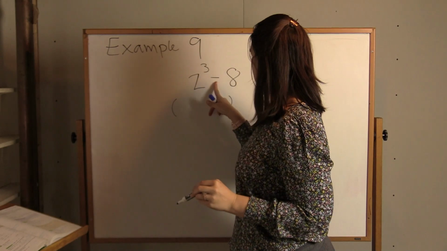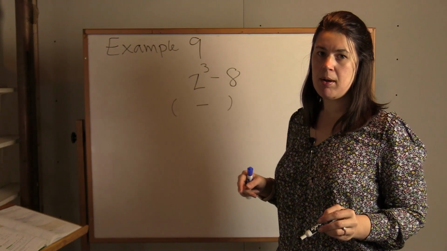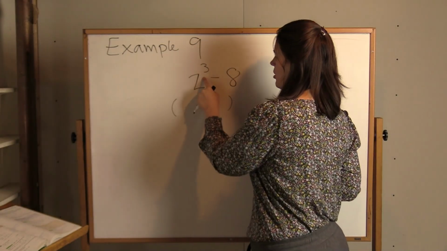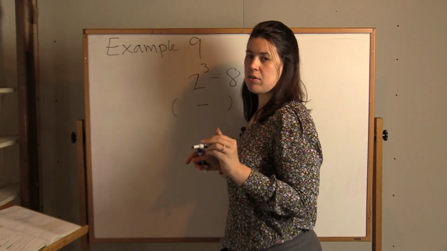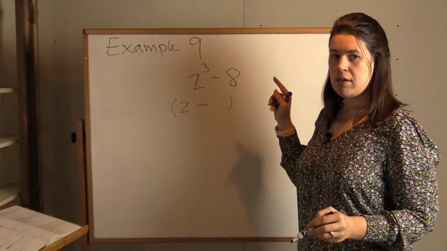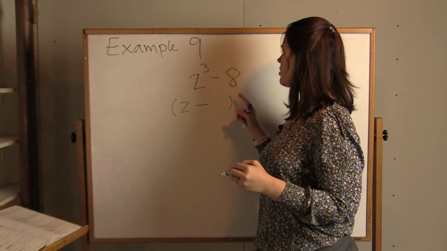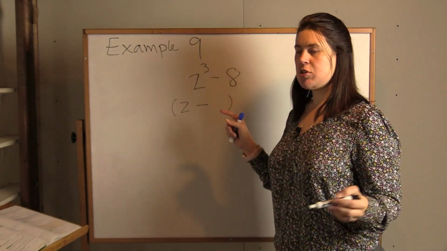So of my binomial, the sign is the same as the starting problem. So now I take the cube root of z to the third. 3 divided by 3 is 1z. 8, so you're taking the cube root of 8. You're not dividing it like we do variables. So the cube root of 8 we already said was 2.